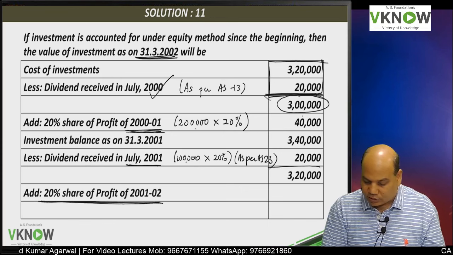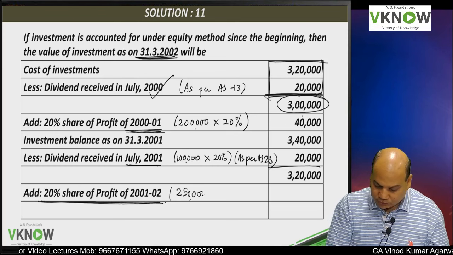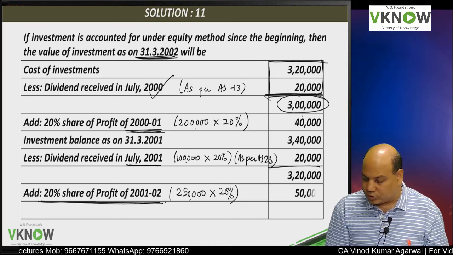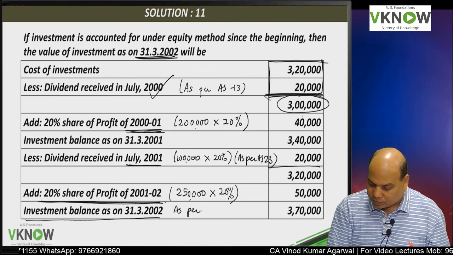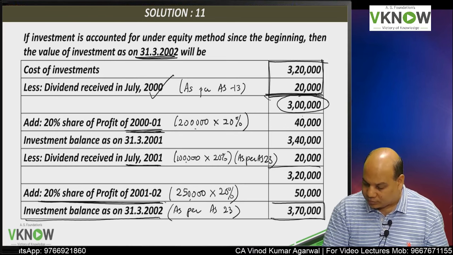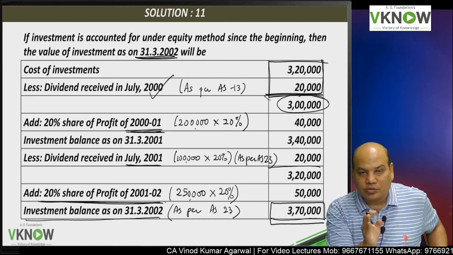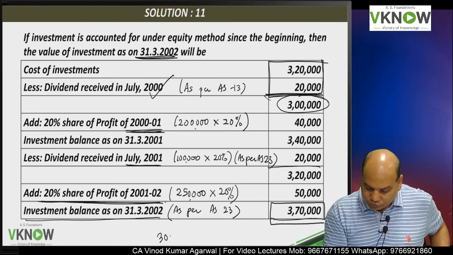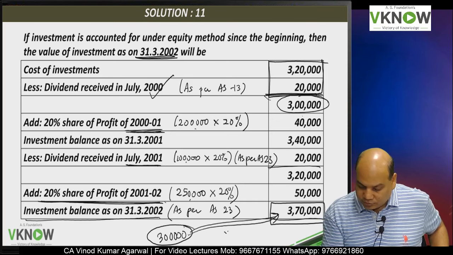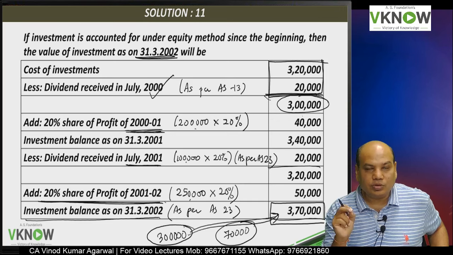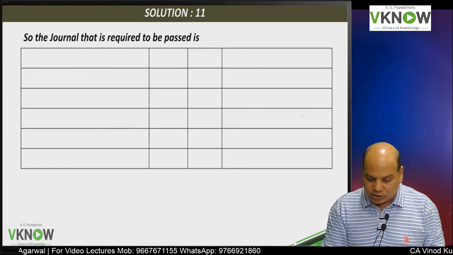And again for the year ended 31st March 2002, the associate has made a profit of 2,50,000 into 20%. This is 50,000. And therefore, investment balance on 31st March 2002 as per AS 23 would have been 3,70,000. But what is the existing carrying amount? 3 lakh. Because they are not following AS 23 till the end of 31st March 2002. So 3 lakh is the existing carrying amount. I need to increase it to 3,70,000. So I will have to increase carrying amount of investment by 70,000 and a corresponding effect will be given in retained earning.